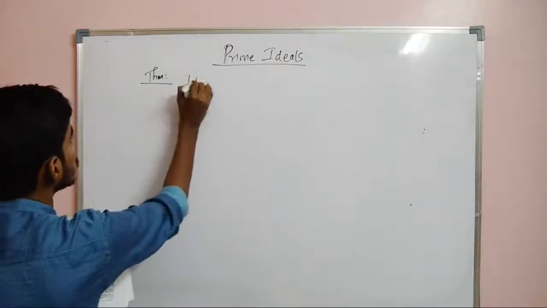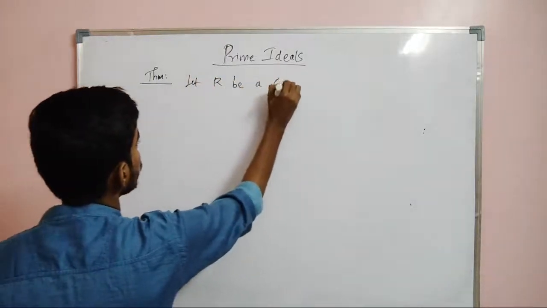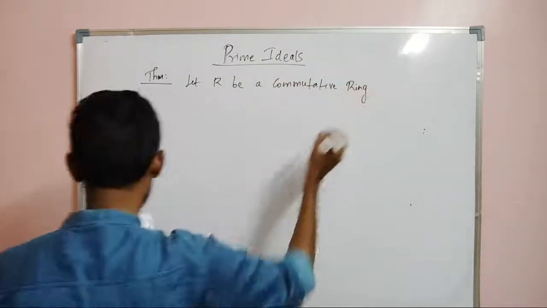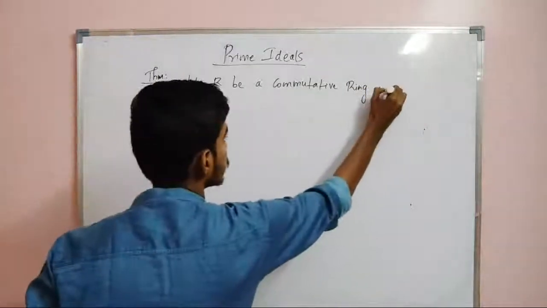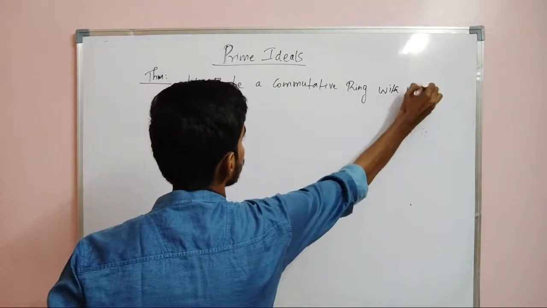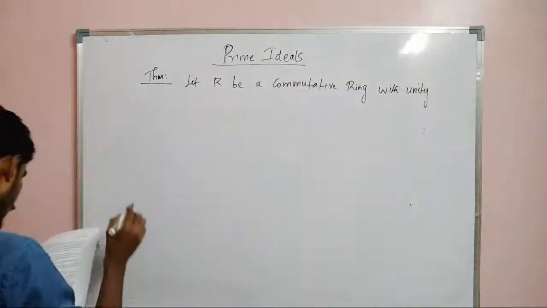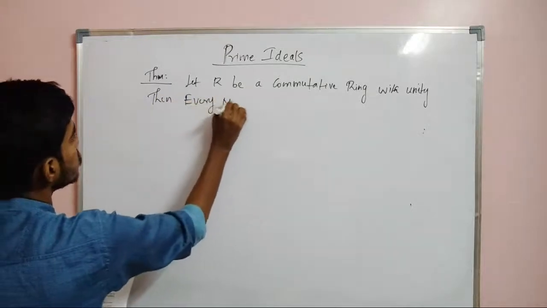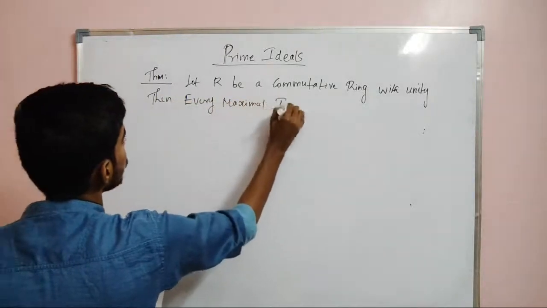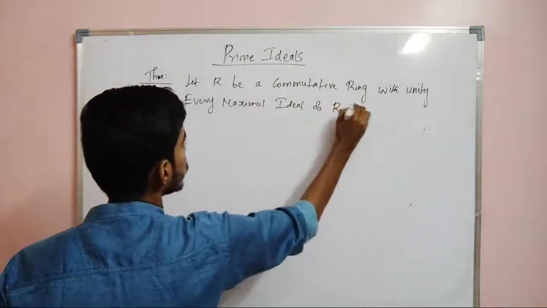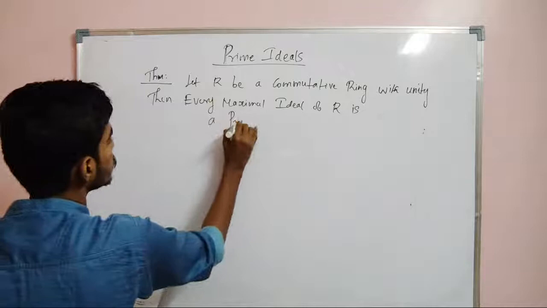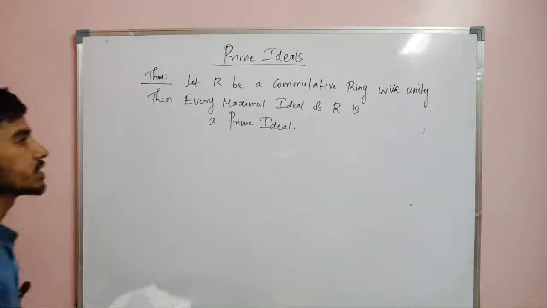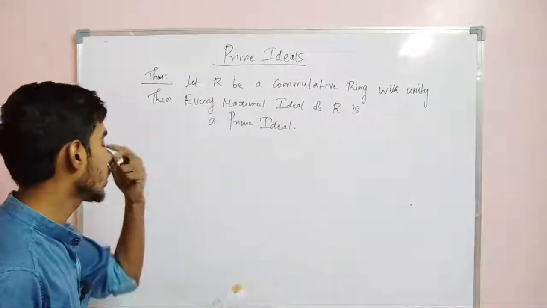So let R be a commutative ring. Let R be a commutative ring with unity. Then every maximal ideal of R is a prime ideal, right? So let R be a commutative ring with unity, then every maximal ideal of R is a prime ideal.